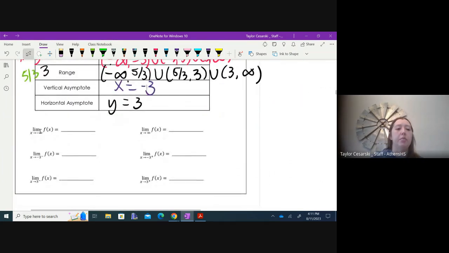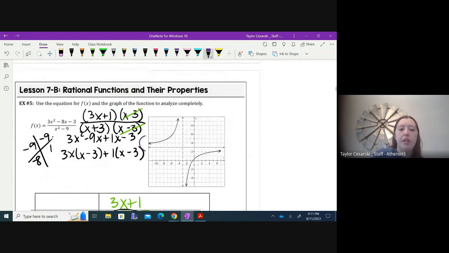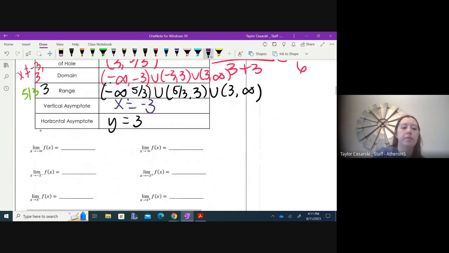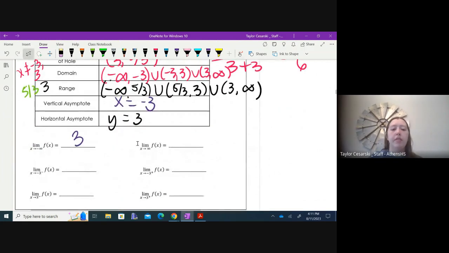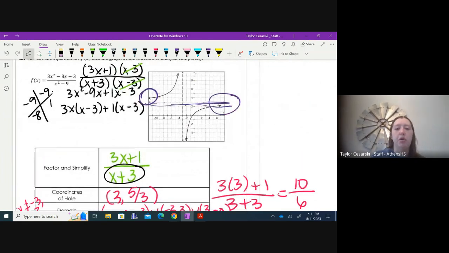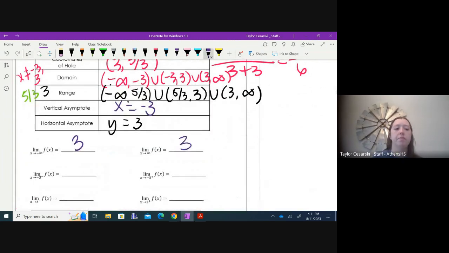The limit as x approaches -infinity. This is just straight up end behavior. We're going to look at what's happening to the left. I see that it's approaching that horizontal asymptote at 3. Same thing for the right side. I see the right side is approaching that horizontal asymptote at 3.